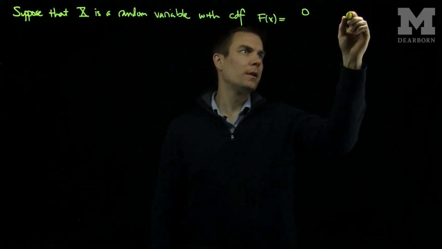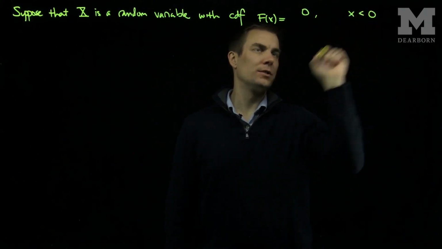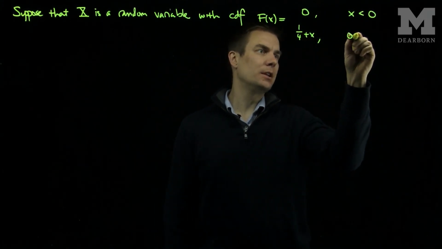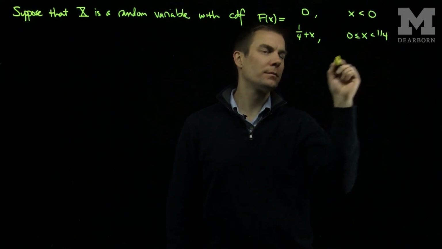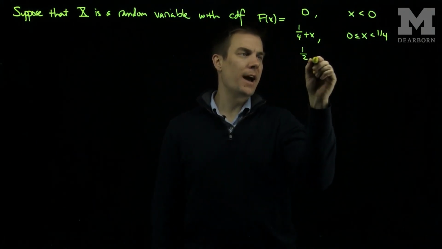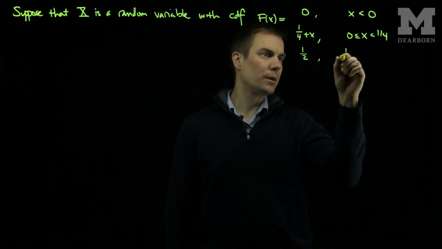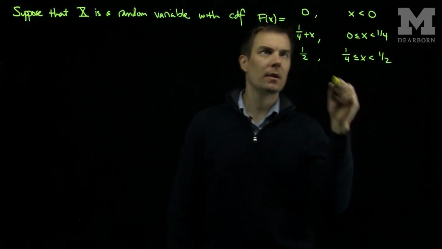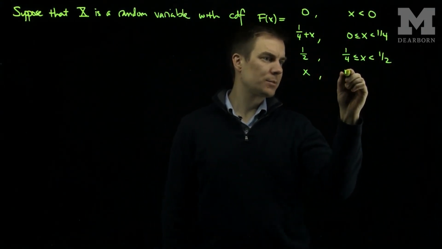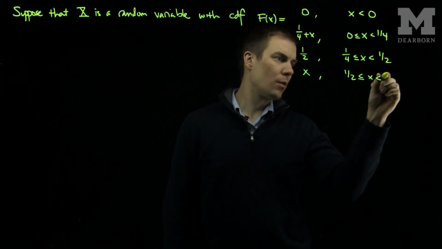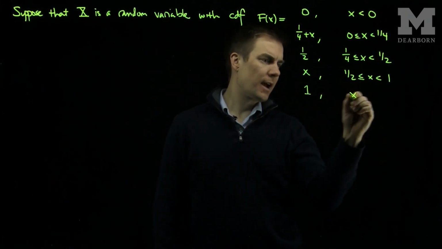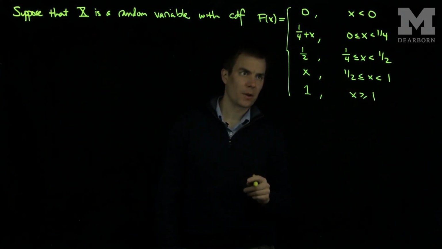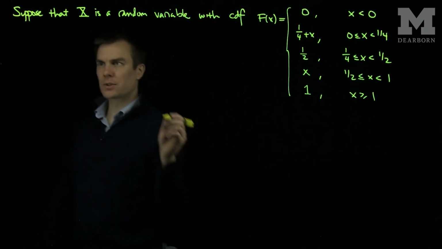It is 0 if x is less than 0. It's 1/4 plus x if x is greater than or equal to 0 but less than 1/4. It's equal to 1/2 if x is between 1/4 and 1/2. It's x if x is between 1/2 and 1. And it's 1 if x is bigger than or equal to 1. So I have my piecewise defined CDF. So let's plot the graph of this and see what it looks like.